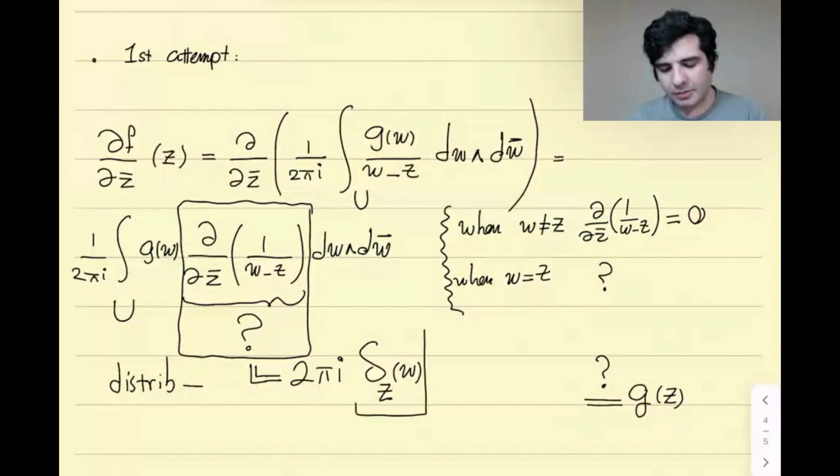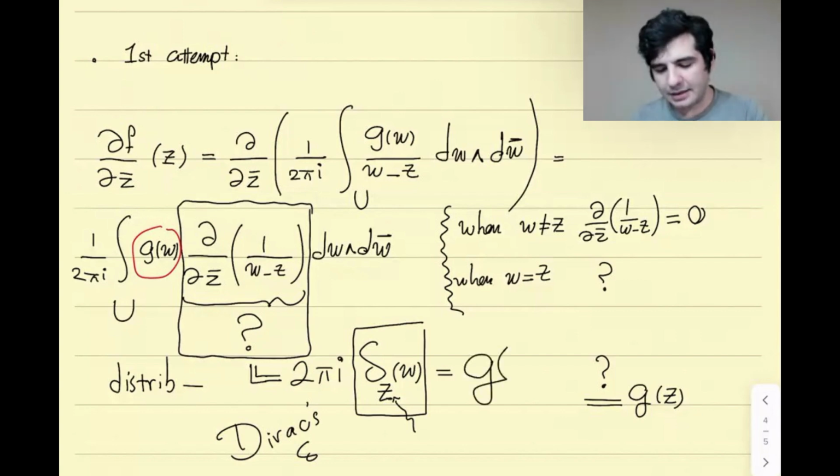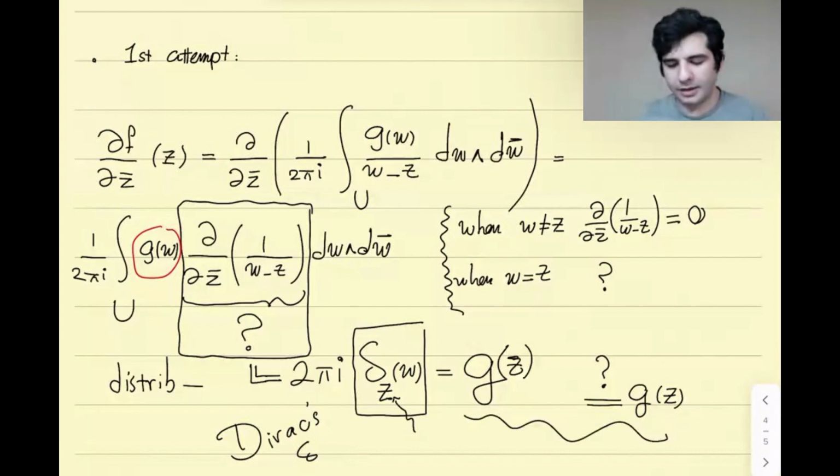And the definition of Dirac's delta function is exactly the following. It's the thing that if you multiply it with any other function, here g, and integrate it, it would be equal to the value of that function at the base point. So here, note that 2 pi i cancels 1 over 2 pi i, so we have the integral of g times Dirac's delta function, and this would be exactly the value of g at the base point, which is z. So we get what we wanted.